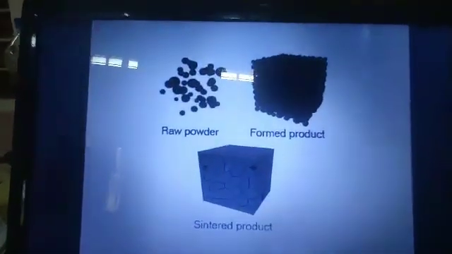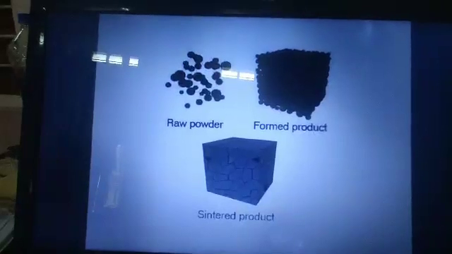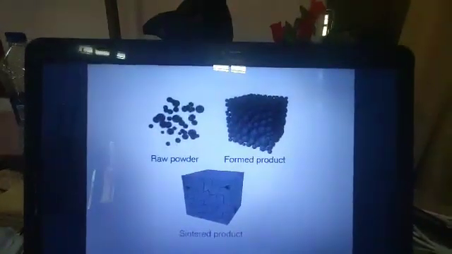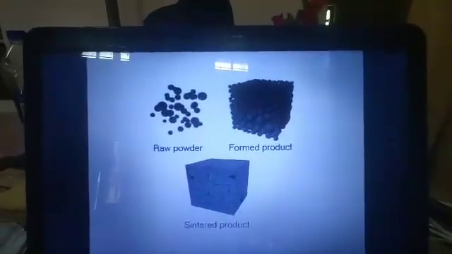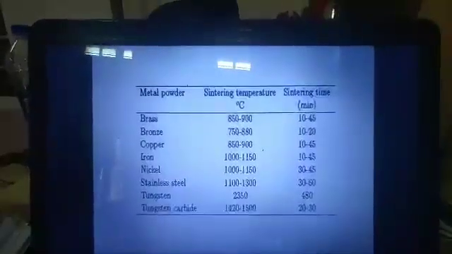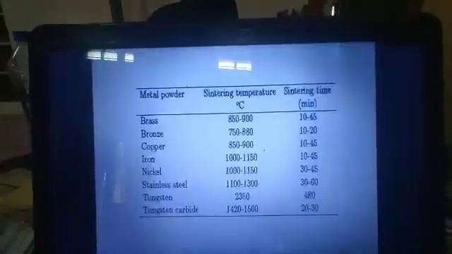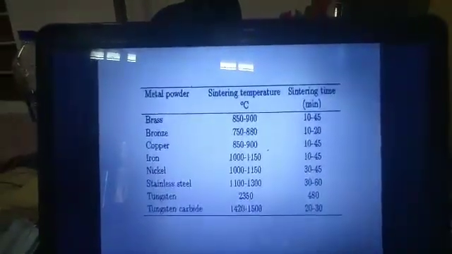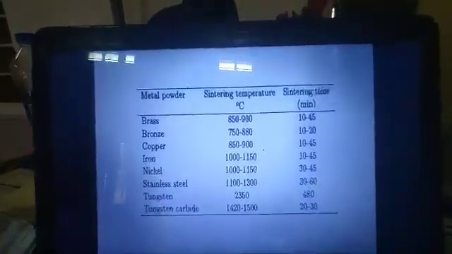So these are the powder metallurgy products. The first one is raw powder, then the formed product, and after this the sintered product. This is for some typical materials, the sintering temperature with sintering time.